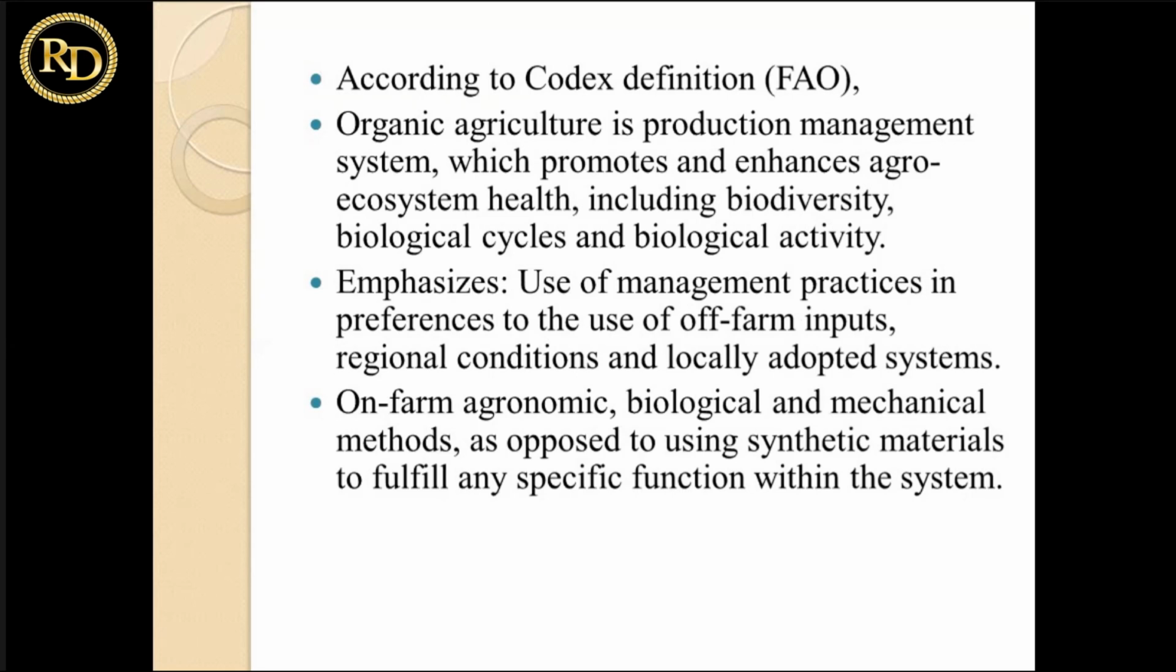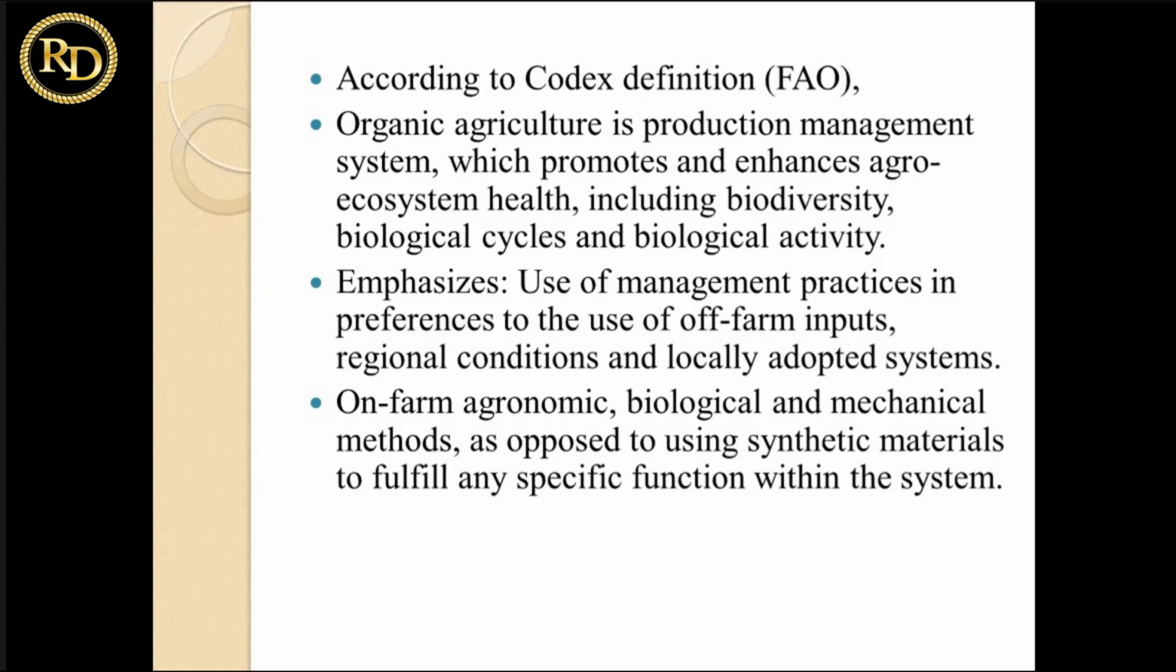So according to the Codex definition, that is also given by the FAO, it has very simple definitions. Organic agriculture, or we can say organic farming, is a production management system. See, very important words: production management system. I have already told you, production we know very well. Management is the efficient utilization of the resources. So whatever production we are going to take in the field, we are using the material from the field itself, natural resources, that promotes and enhances agro-ecosystem health.